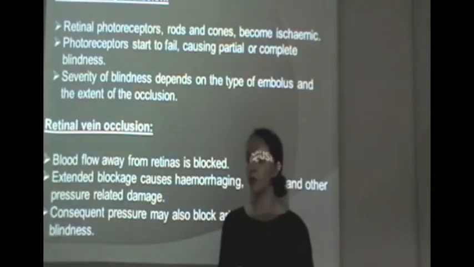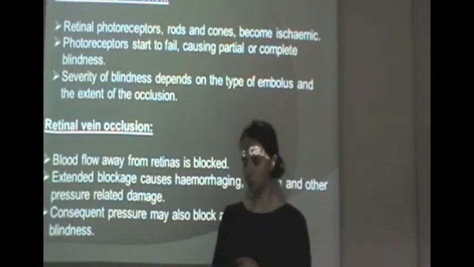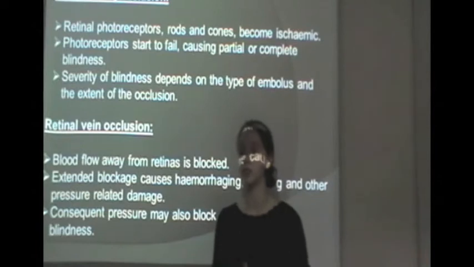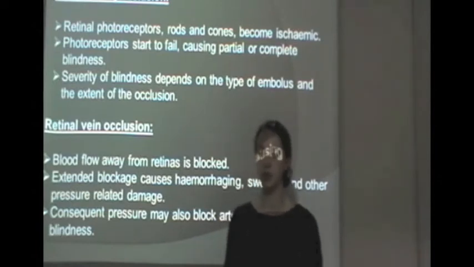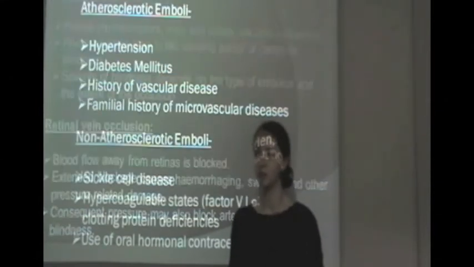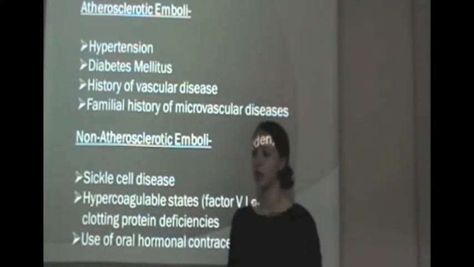Retinal artery occlusion occurs when an embolus lodges in the retinal artery, causing the photoreceptors, which are the rods and cones, to become ischemic. The photoreceptors start to fail, causing partial or complete blindness. The severity of blindness depends on the type of embolus and the extent of the occlusion.